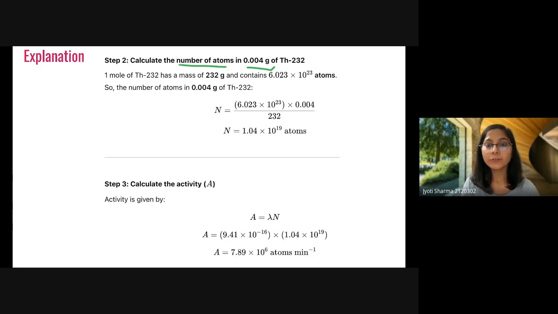Then what we have to do is multiply it with the Avogadro number, then the gram, and then this is the atomic mass. So this atomic mass is 232 of thorium, right? And this is mass. So given mass upon molar mass, multiplied by Avogadro number, will give you the number of atoms.